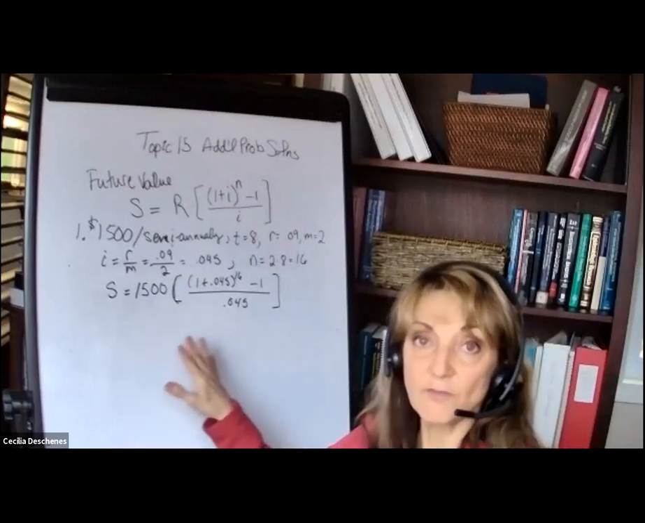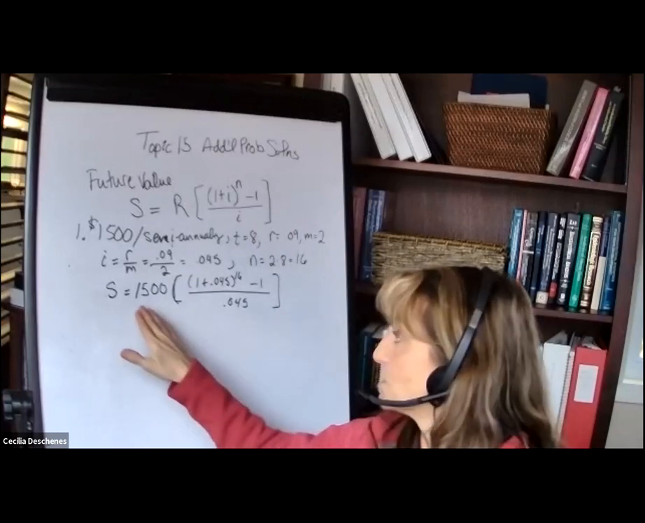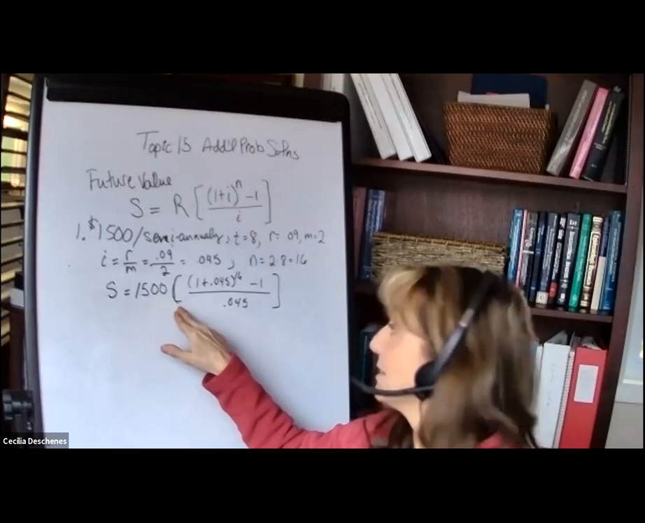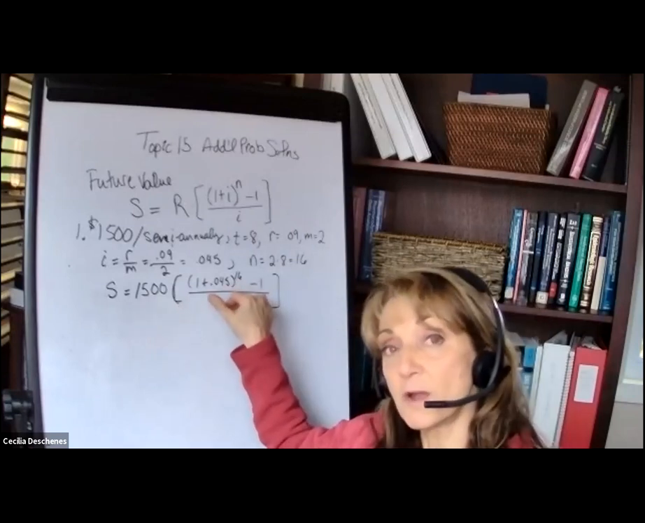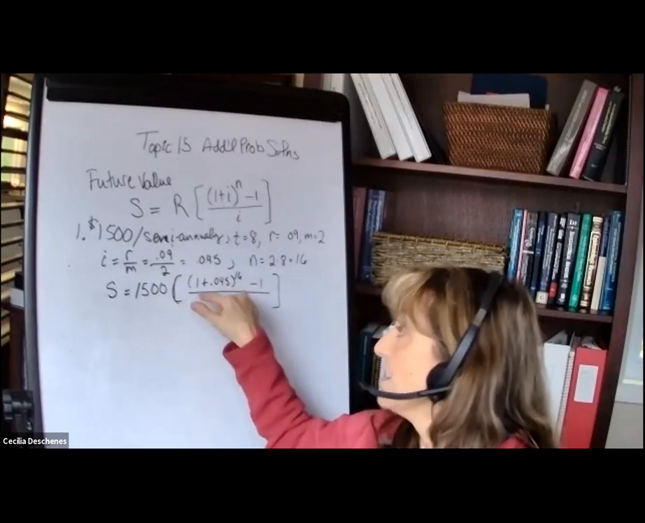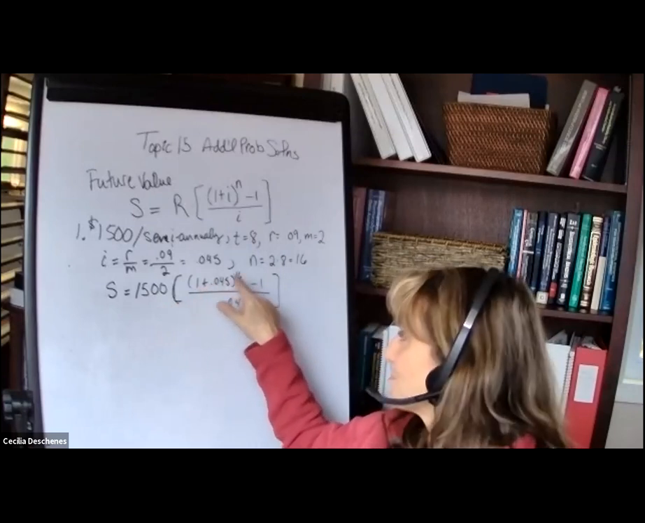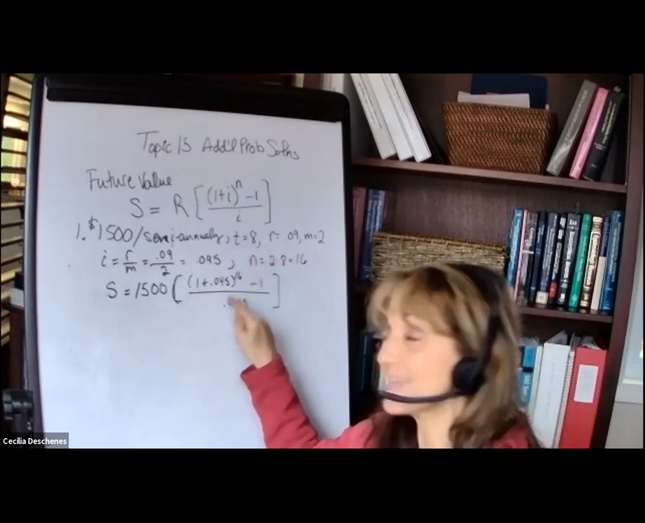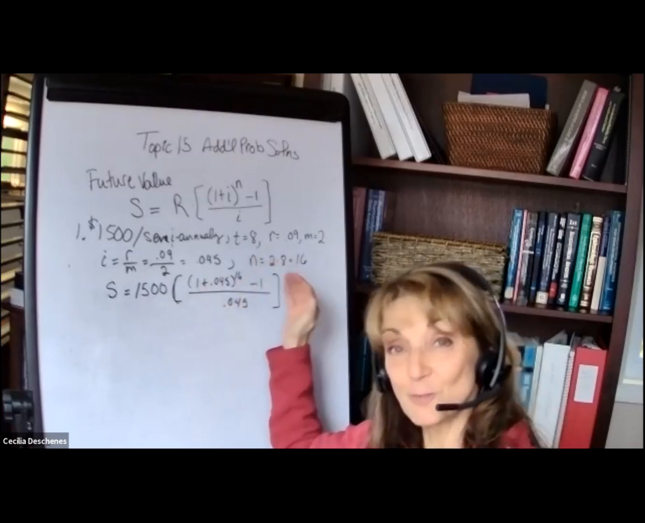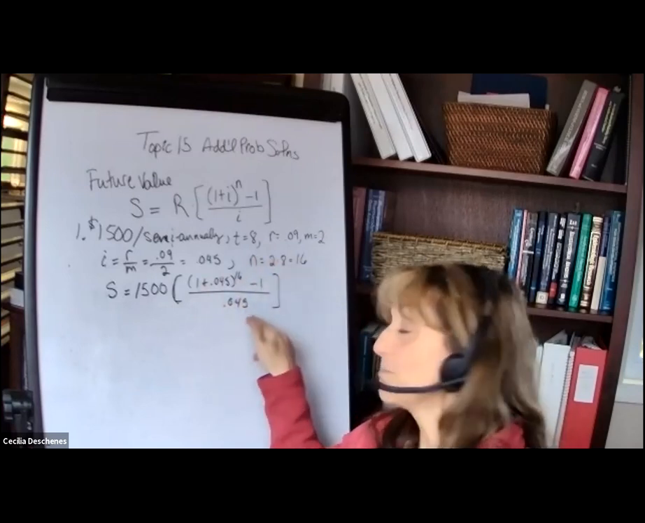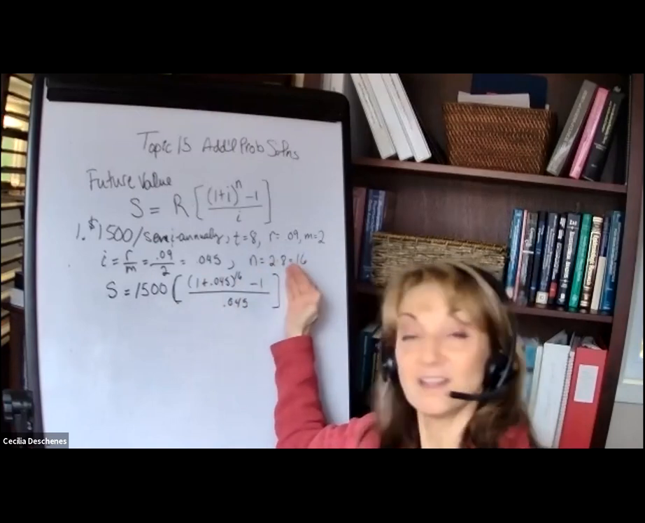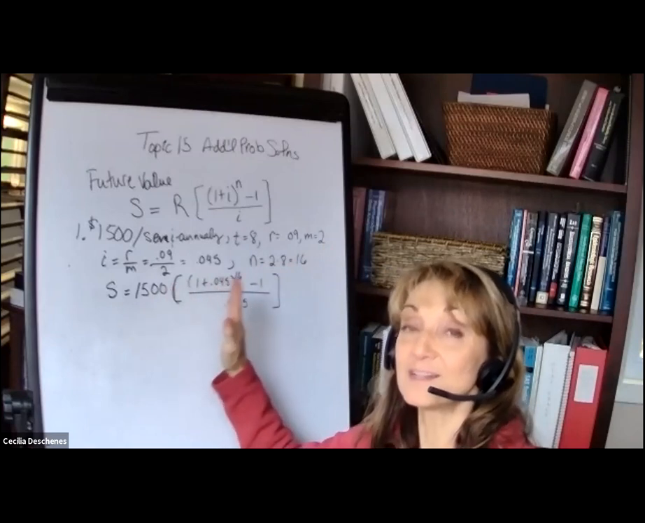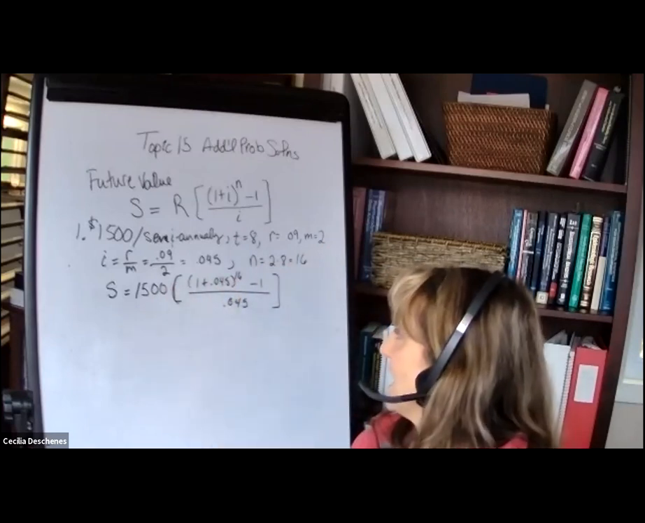So if you're lucky and you have a good calculator, you can just type this in 1,500 times open bracket, and then maybe another open bracket for the whole numerator, another open bracket for this 1 plus 0.045, close that bracket, raise that to the 16th, subtract 1, close the bracket for the numerator, then divide by 0.045, and then finally the final close bracket. So you just have to keep track that you have the same number of open brackets as closing brackets.